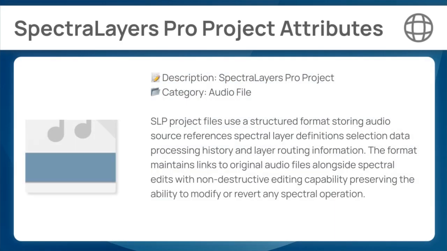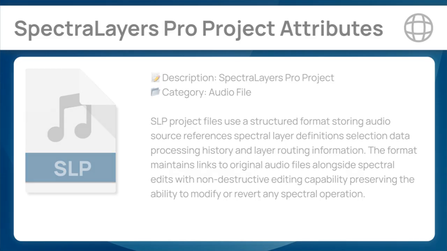SLP project files use a structured format, storing audio source references, spectral layer definitions, selection data, processing history, and layer routing information. The format maintains links to original audio files alongside spectral edits with non-destructive editing capability, preserving the ability to modify or revert any spectral operation.